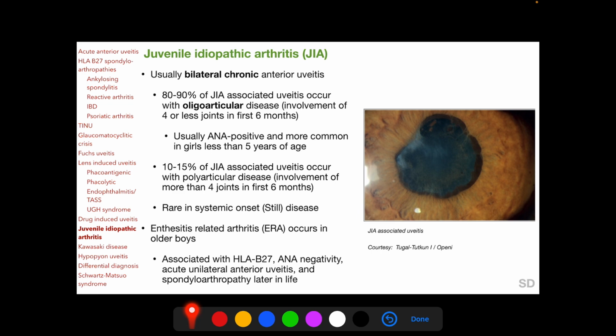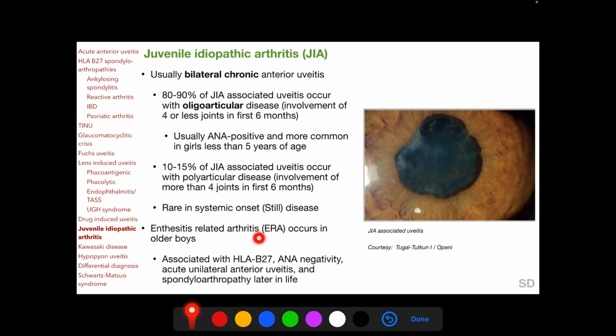The remaining 10 to 15% of JIA associated uveitis occurs with polyarticular disease, in which there is involvement of more than 4 joints in the first 6 months of the disease, and in systemic onset JIA or Still disease, anterior uveitis is rare. There is another form of JIA called enthesitis related arthritis, in which the tendon insertions in the bone are affected, and this occurs in older boys, and it is associated with HLA B-27, ANA negativity, acute unilateral anterior uveitis, and development of spondyloarthropathy later in life.